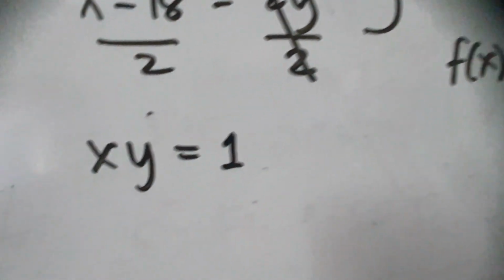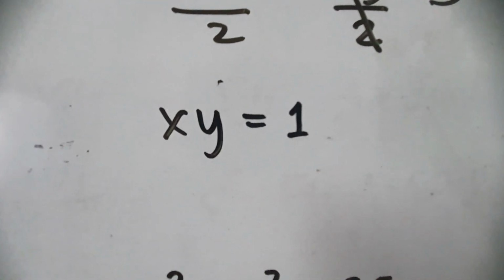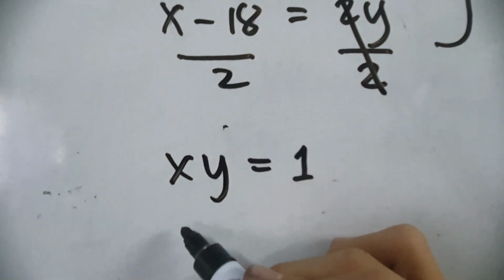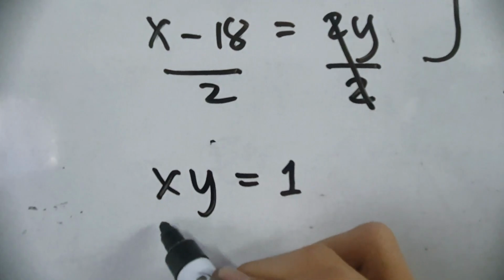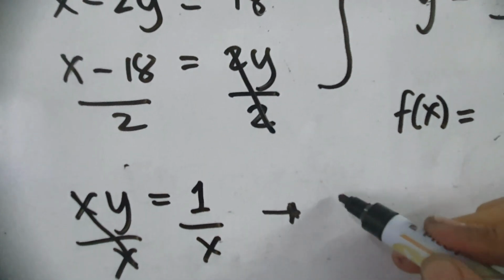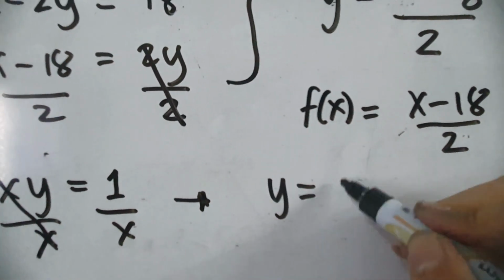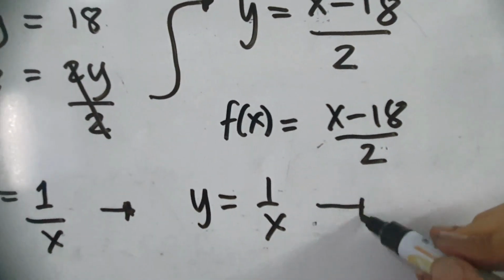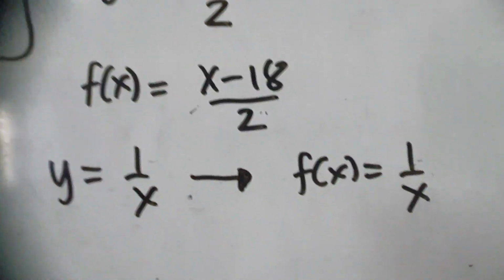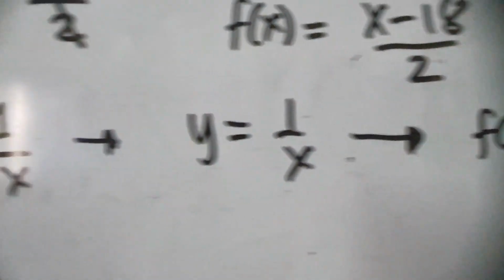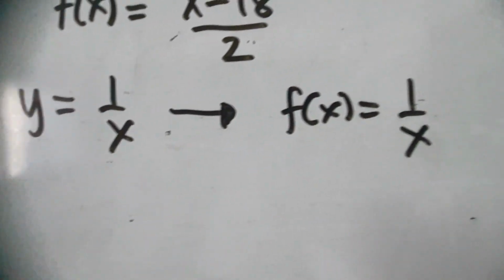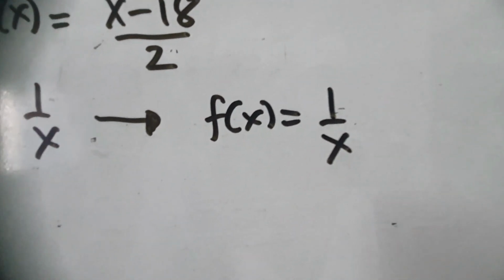Okay, so similarly in this example, xy equals 1. I could also do the same process, dividing both sides by x so that I can isolate my y. So this is now equivalent to y equals 1 over x. Now this could be converted into a function: f of x equals 1 over x. So I have converted this implicit form xy equals 1 into an explicit function form, f of x is 1 over x.